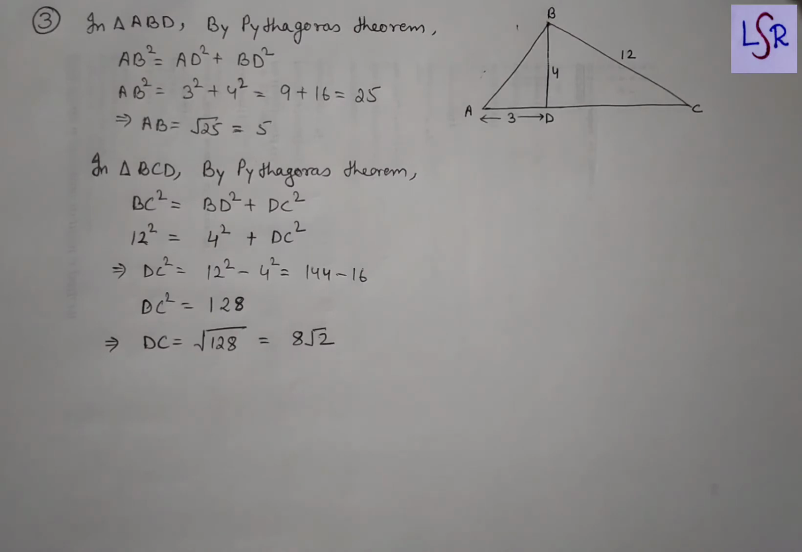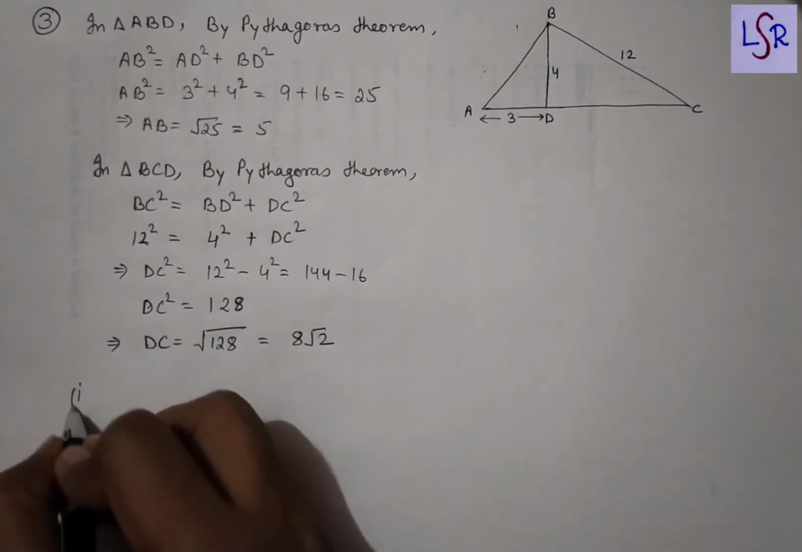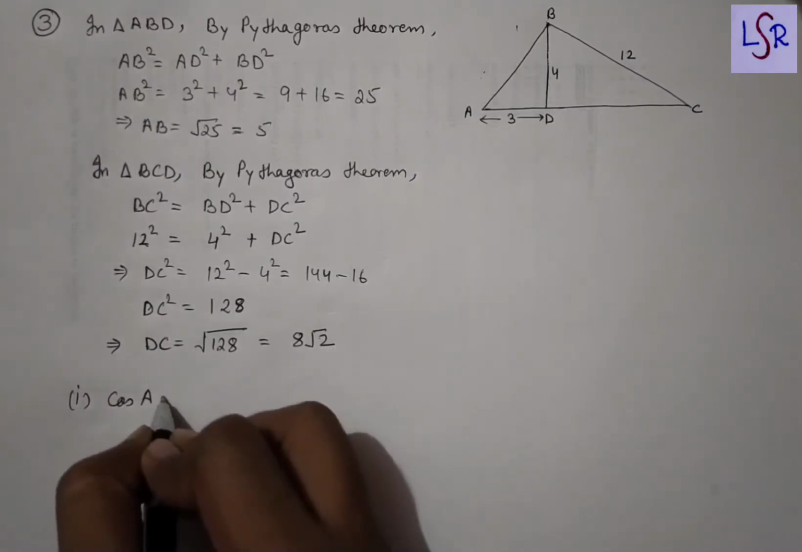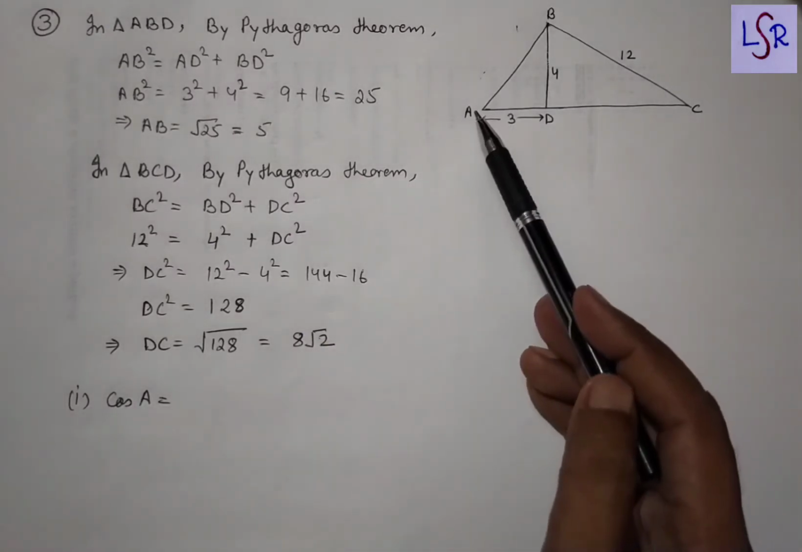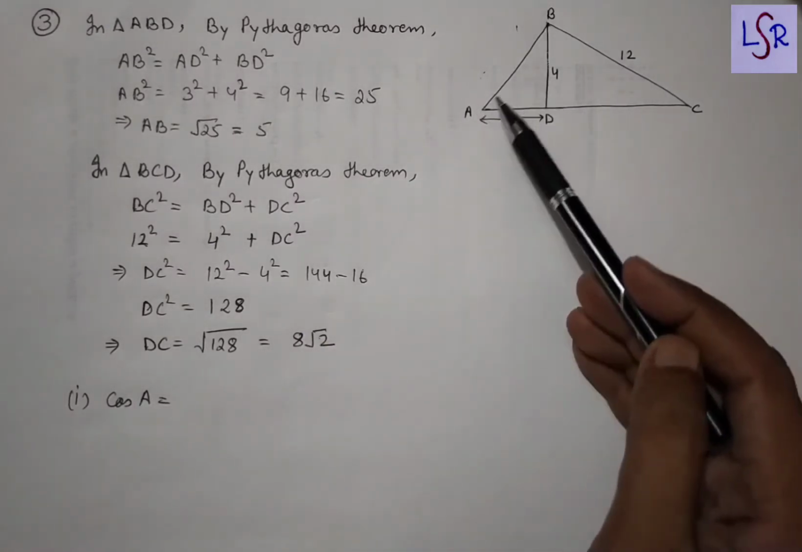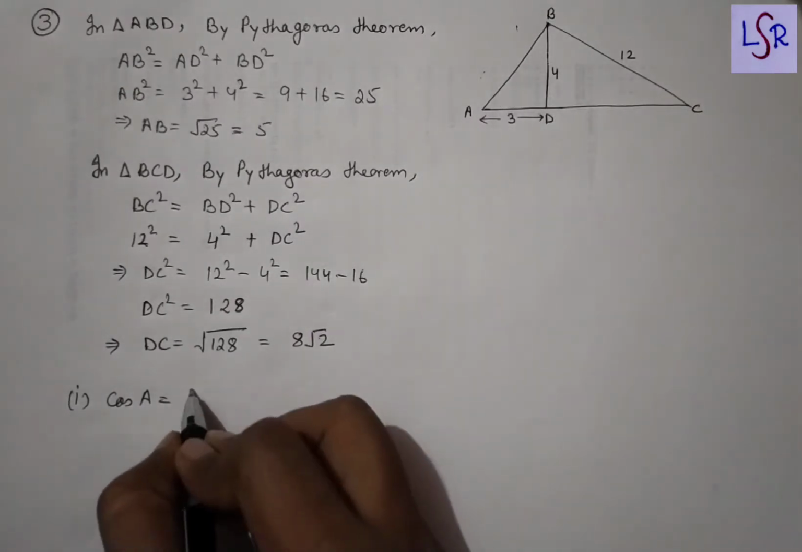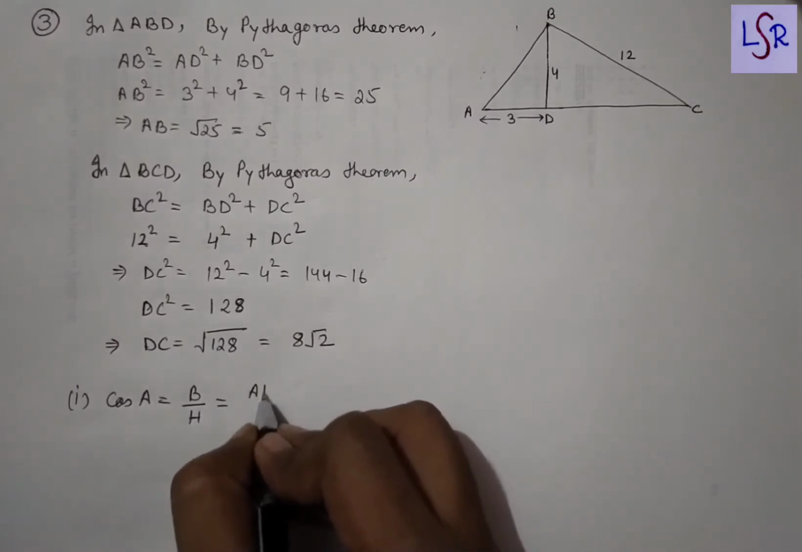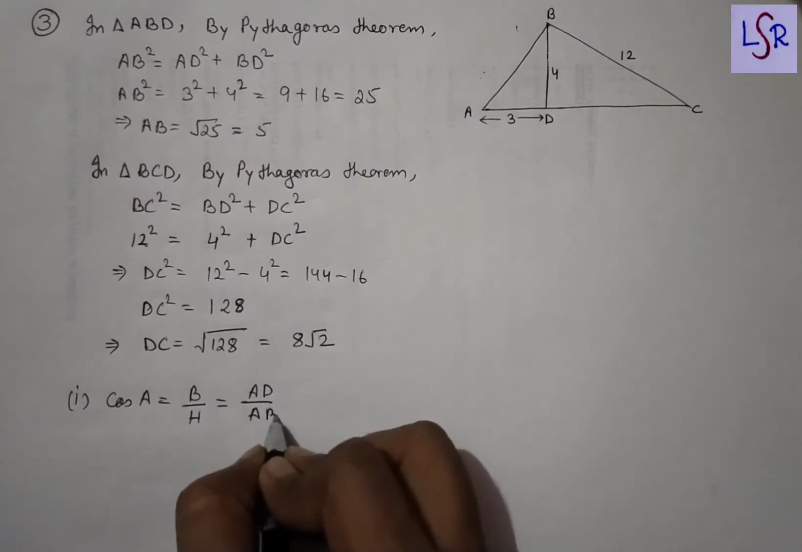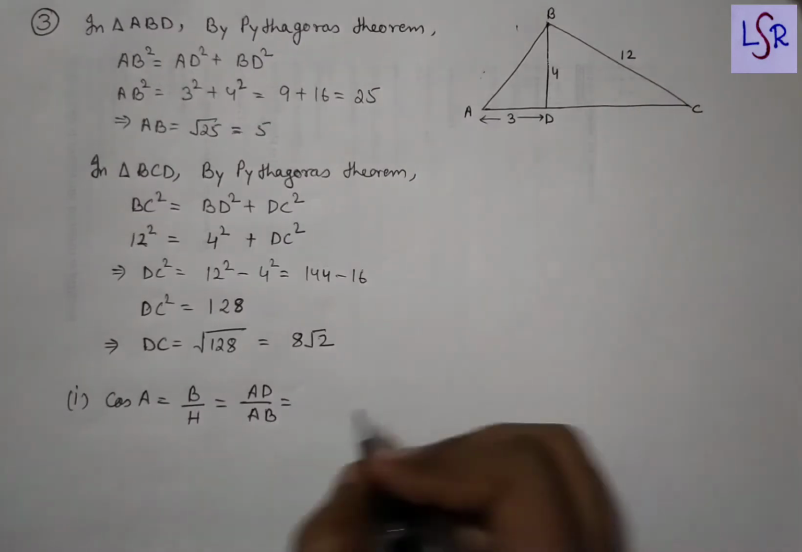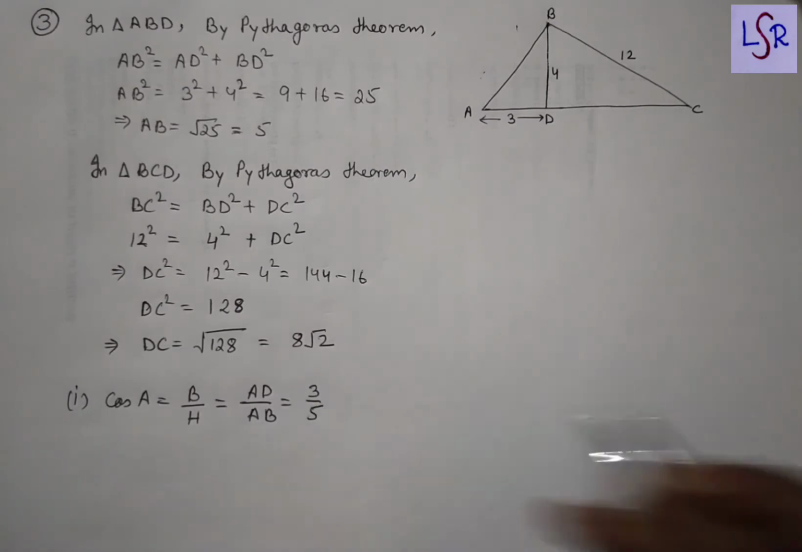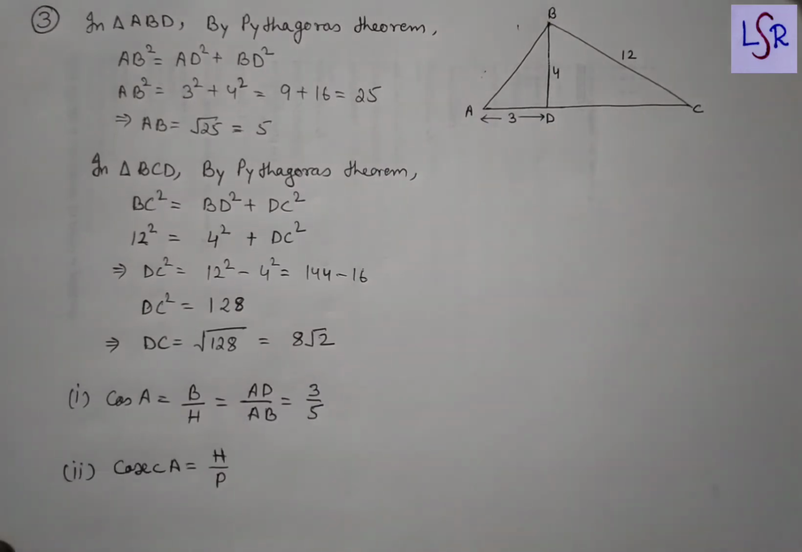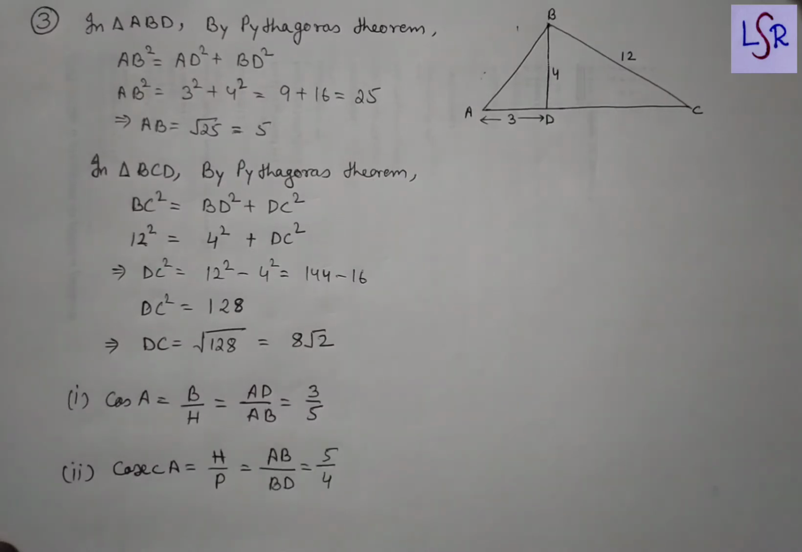After getting this, we will go for the first part, and that is cos A. For this angle, base is AD and this one is hypotenuse. So here we get base upon hypotenuse, that is equal to AD upon AB, and it will be 3 upon 5. Then we have cosec A, that is equal to hypotenuse upon perpendicular, and it will be equal to AB upon BD, and that is 5.